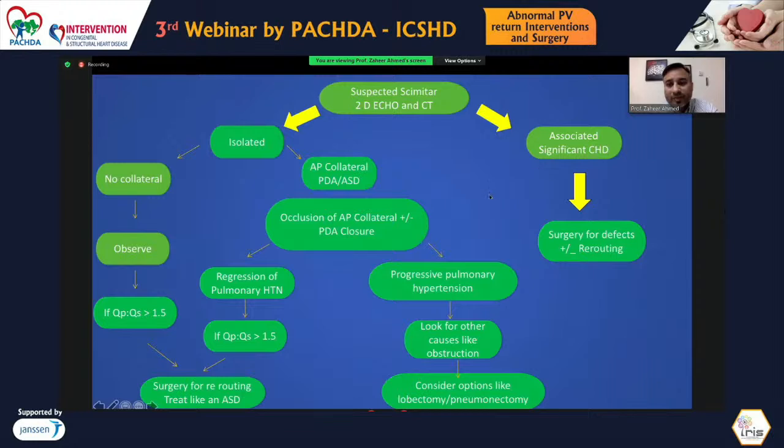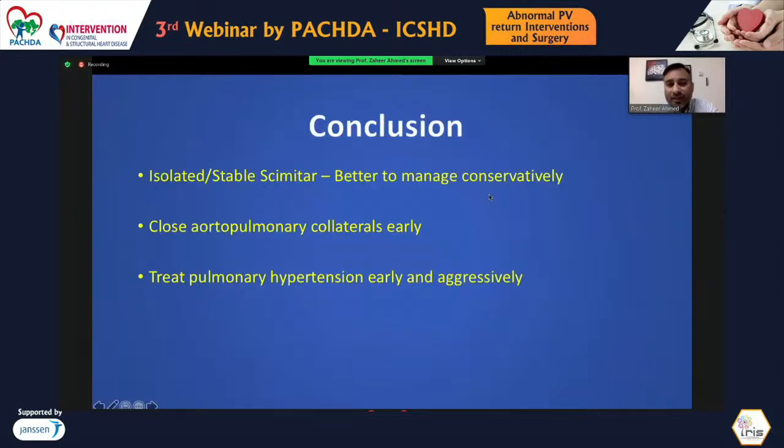So in summary, I would like to conclude that if you have an isolated stable scimitar, it's better to manage them conservatively. We have to be aggressive about closure of aortopulmonary collaterals, and we have to treat pulmonary hypertension early and in an aggressive way.